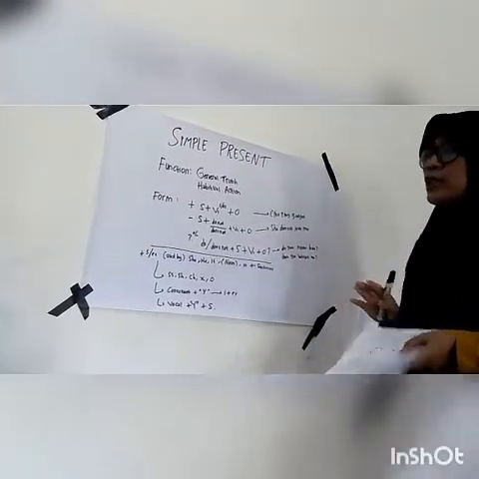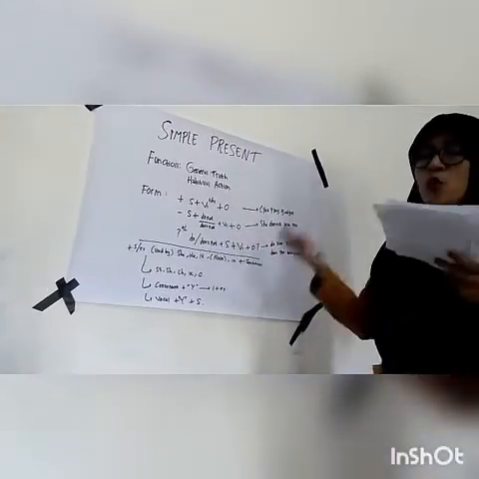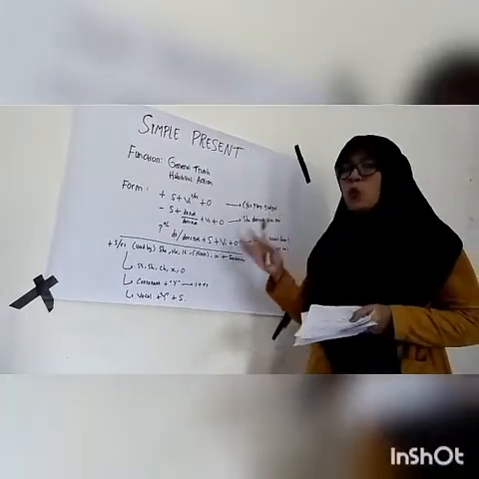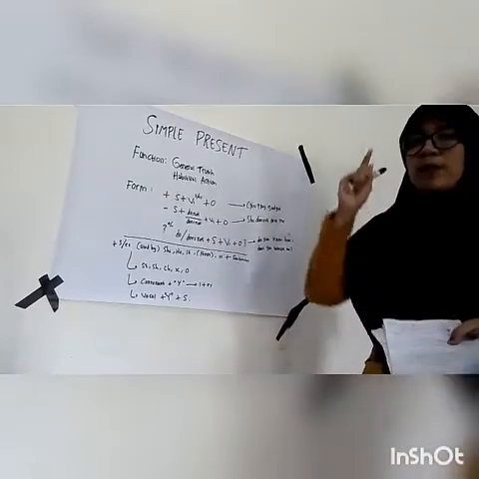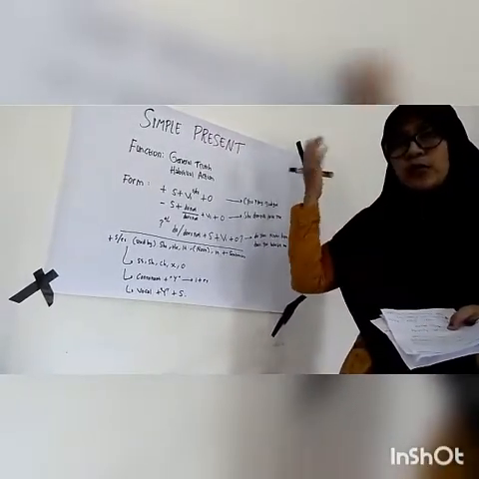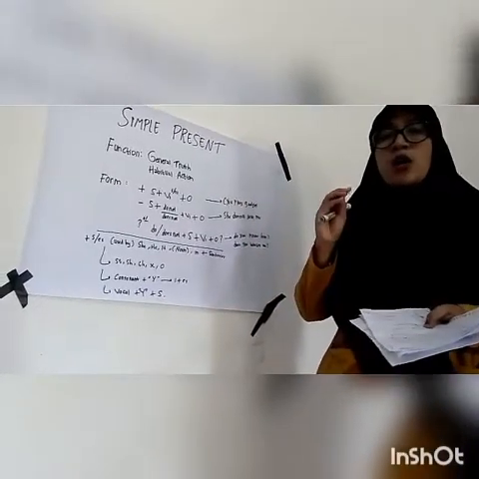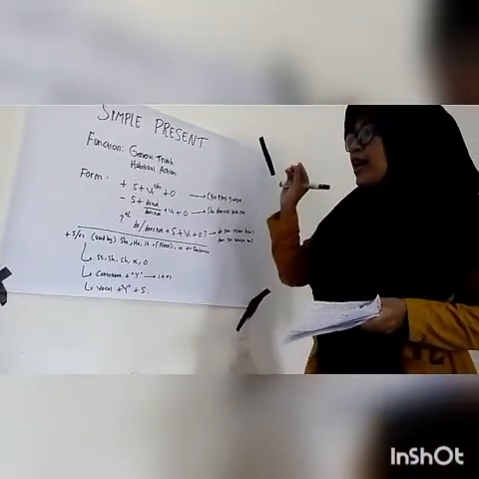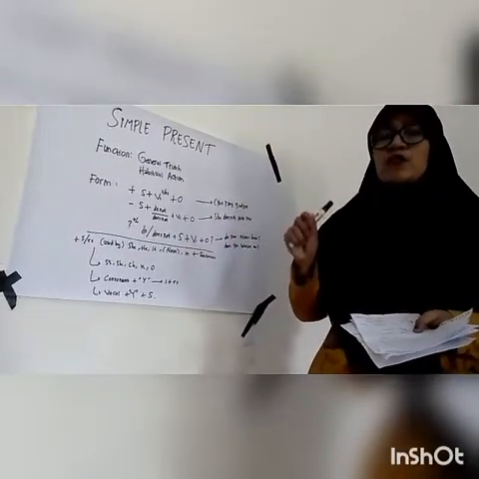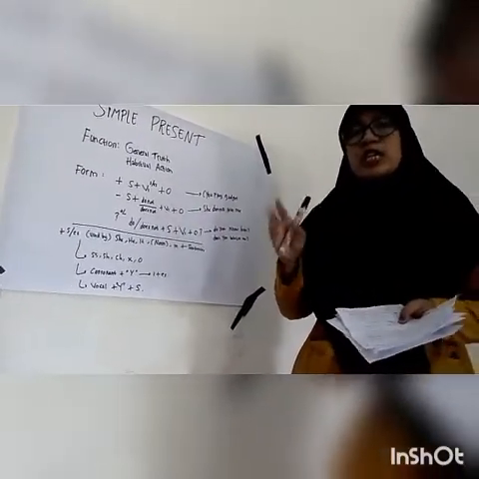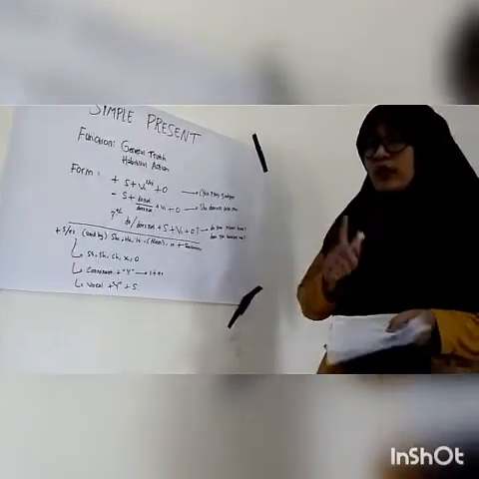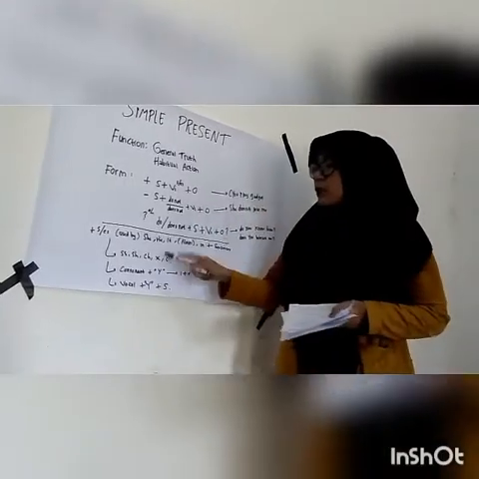For example, in the sentence: she washes plate. She finishes her work. Don't you remember? You must remember about it, in your brain. Additional s or es is used for subject she, he, it in the sentence in simple present tense. Don't forget it.